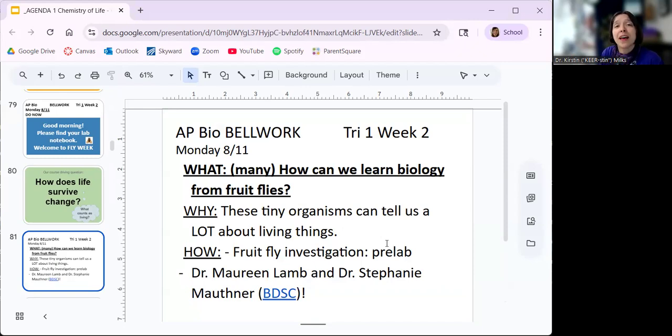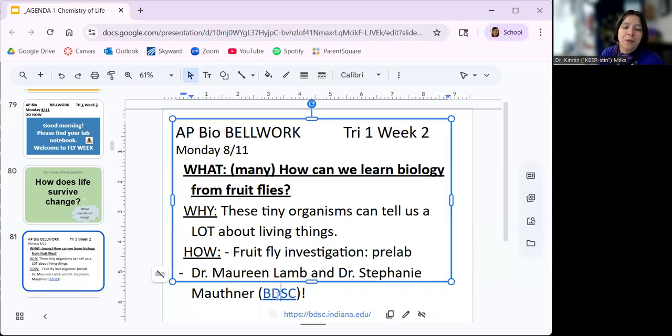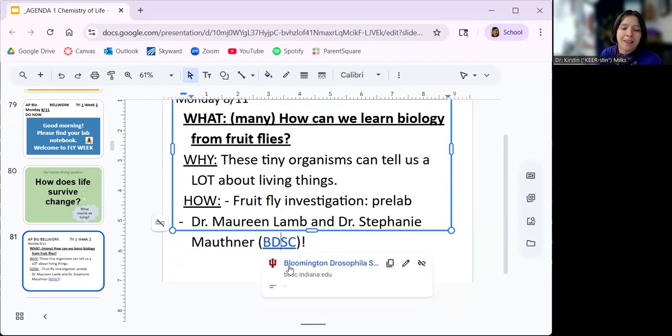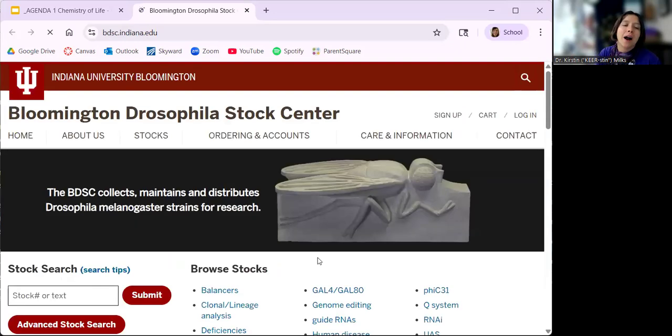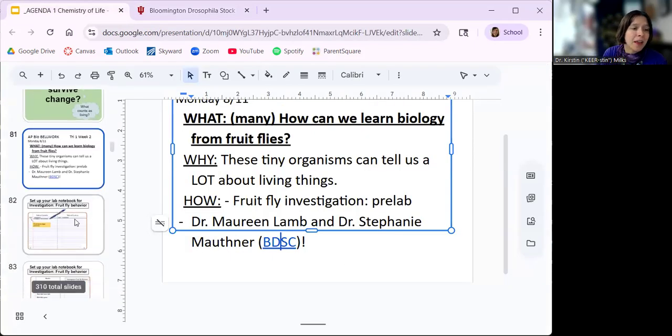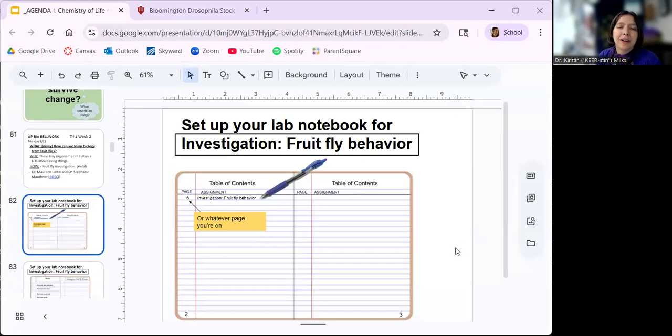We begin with a fruit fly investigation pre-lab. We're then joined by Maureen and Stephanie from the Bloomington Drosophila Stock Center. I don't know if you know this, but a lot of fruit flies from around the world, like basically all of them, strains are maintained here, and they distribute flies across the world, which is really exciting.